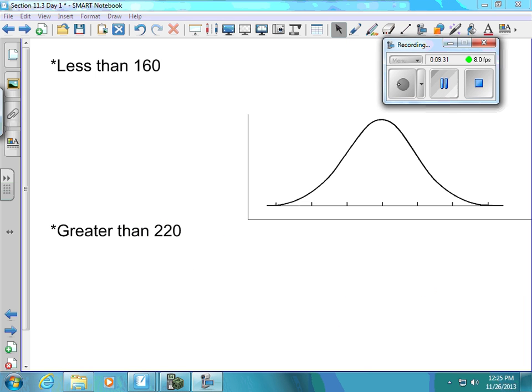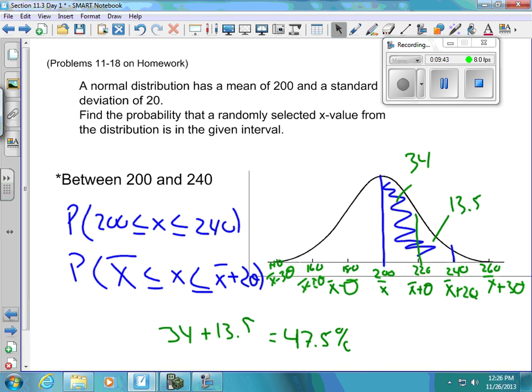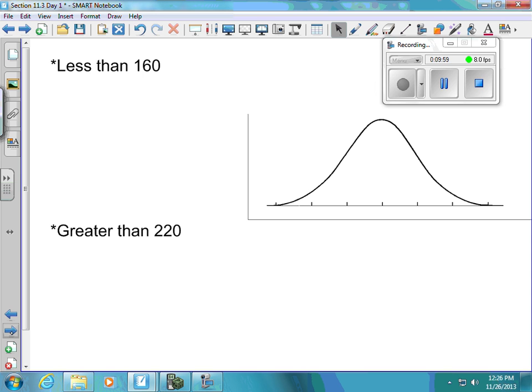Let's try another one based on the same data. It says less than 160. Let's go back a slide. Less than 160. Well, less than 160, that's going to be less than 2 standard deviations away. It's going to be from here on down. So less than 160 is going to be the two tail sections here. Well, that's going to be 2.35 and 0.15.